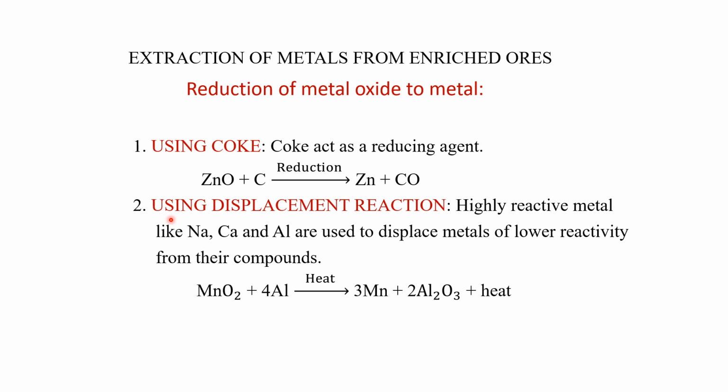The next way of extracting metal from metal oxide is using a displacement reaction. Highly reactive metals like sodium, calcium, aluminum can be used to displace metals of low reactivity from their compounds. For example, when manganese oxide reacts with aluminium, the aluminium will replace manganese from its oxide, and the manganese will be liberated and the aluminium will form aluminum oxide, with evolution of heat. This kind of reaction produces a lot of heat.